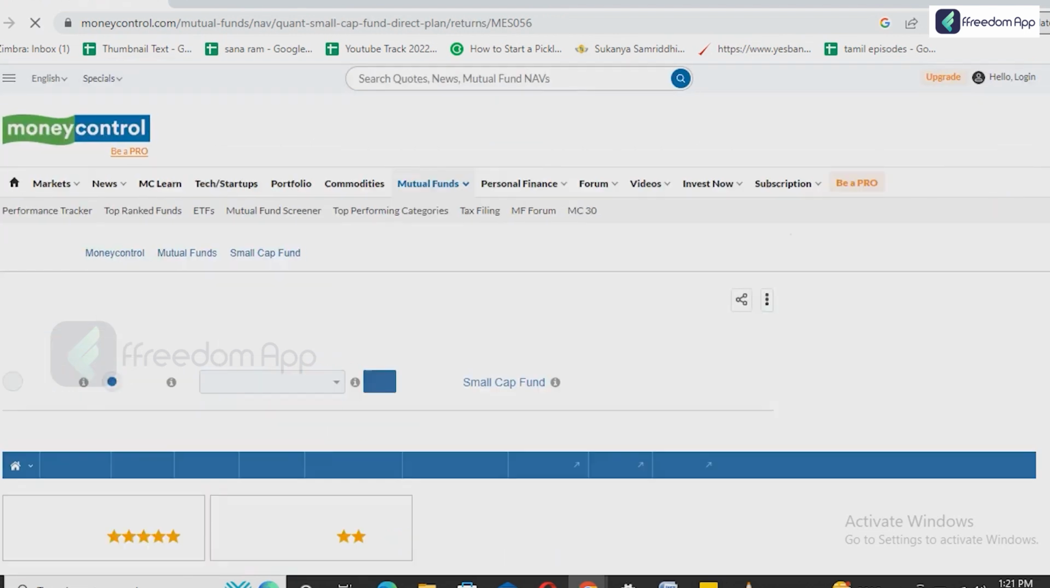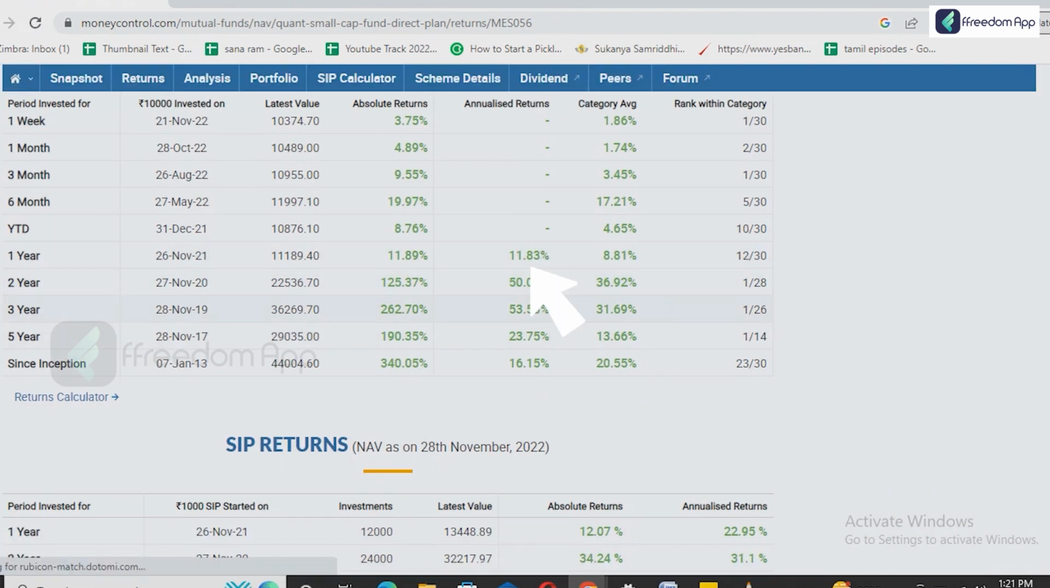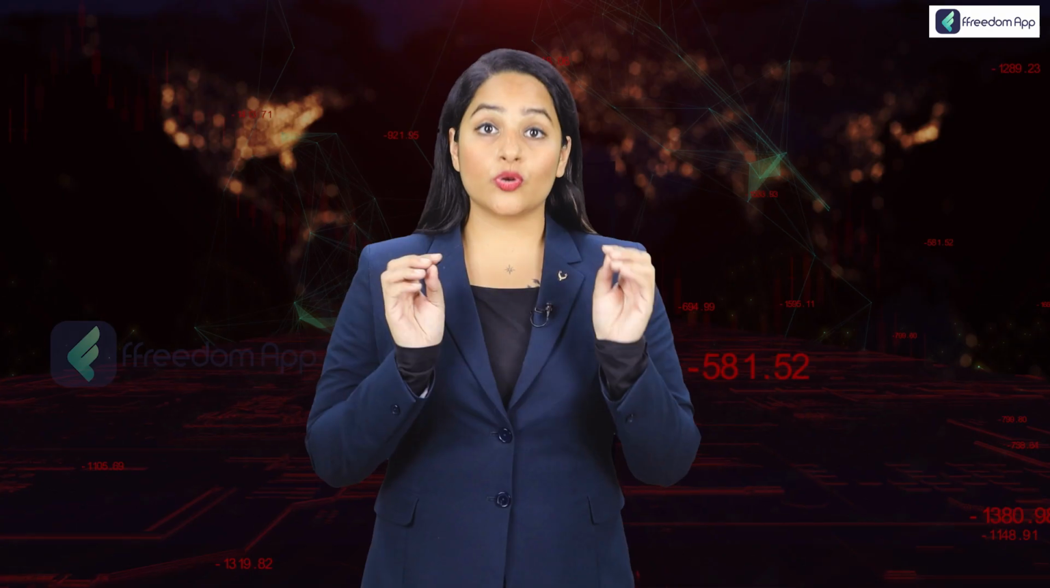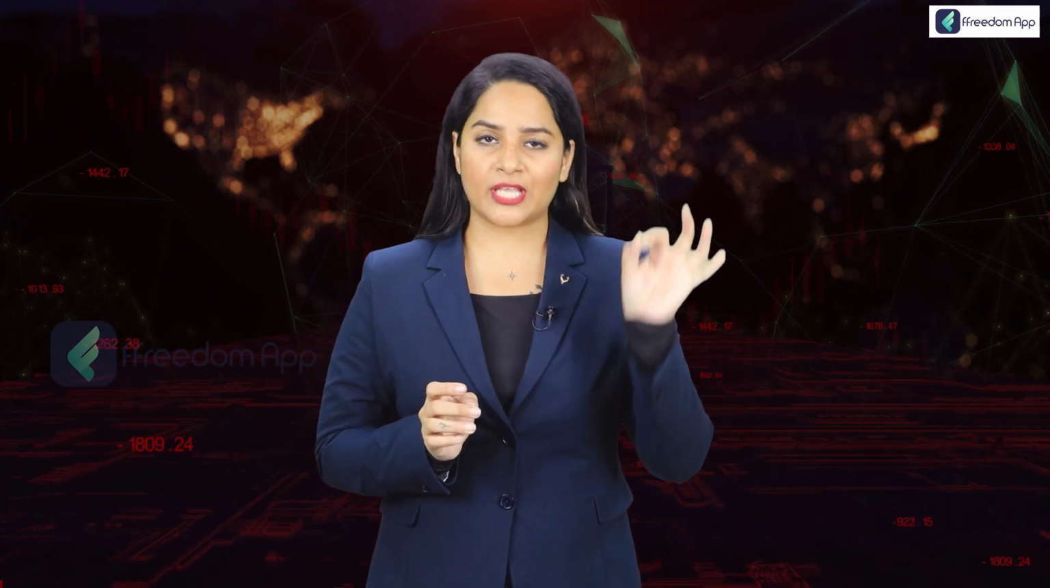Now let's see the returns. Speaking about 1 year annualized returns, it is around 11.83%. 2 year, it is 50.04%, and 3 year it is 53.58%. So now we have also understood how we can actually check where the fund managers are investing.